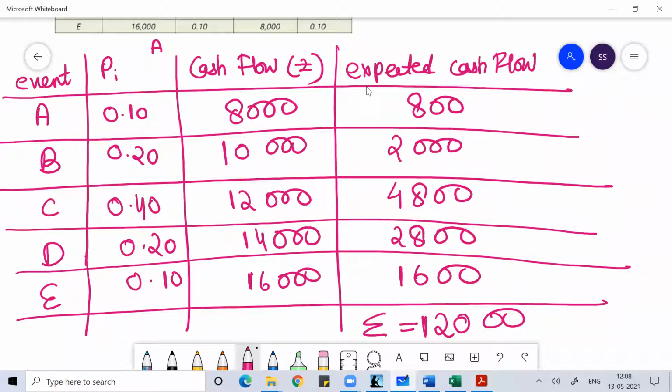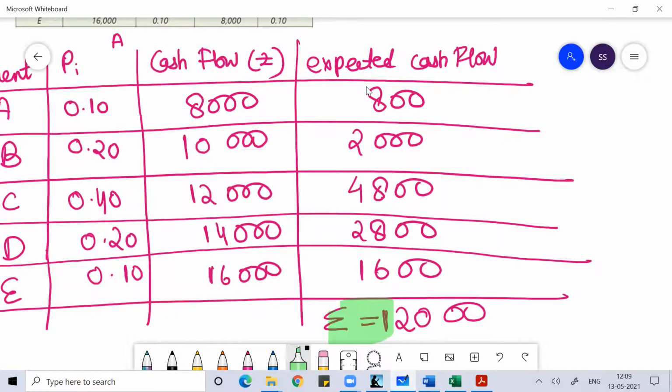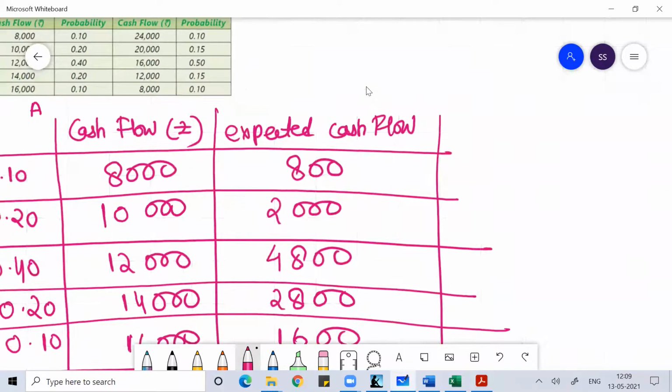Expected cash flow is 12,000. Yesterday, in the problem we did, did we get 12,000? I'm not sure. Maybe we got it, I have no idea. So the expected cash flow is 12,000. Let me know if there's any calculation mistake, guys. Once you get the expected cash flow, now what you will do is find the difference.